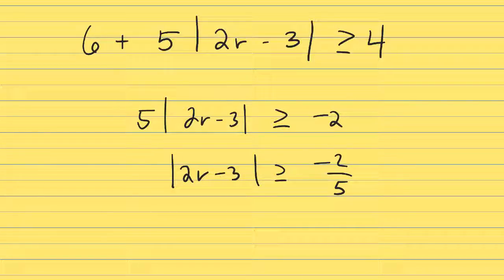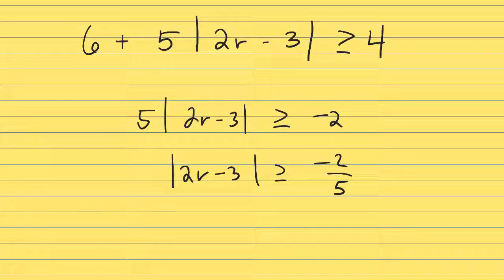Anytime this happens, write it down, that you have an absolute value of something with a variable in it, and it's greater than 0, or greater than or equal to 0, or greater than or equal to a negative number, the answer is all real numbers. It's always going to be all real numbers, because no matter what you try for r, this quantity is positive, right? And it's always greater than or equal to a negative number.